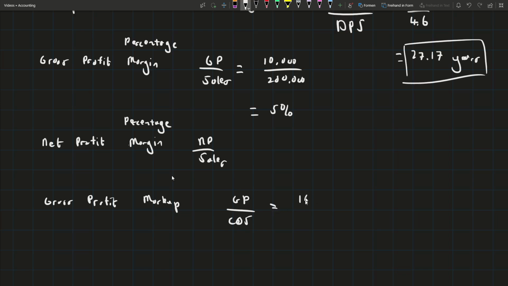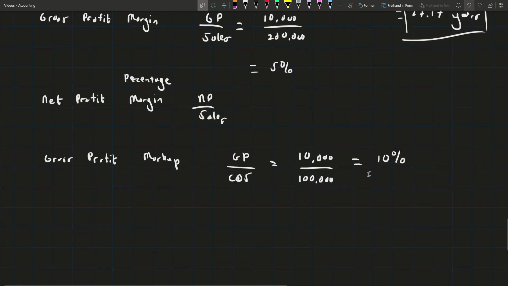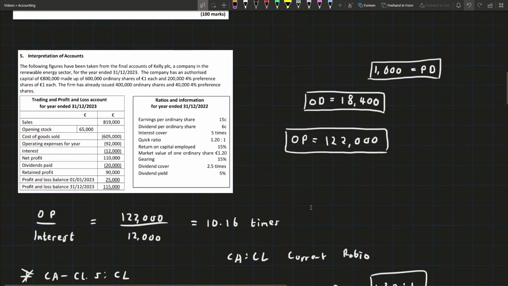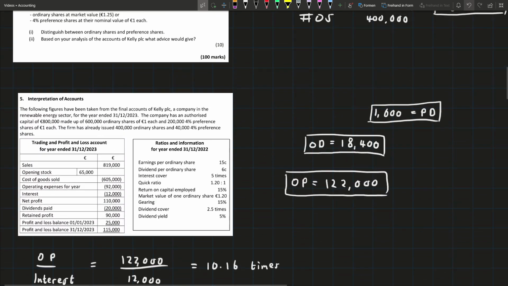So let's say we earned 10,000 and it cost us 100,000 to do the sales. That means it's 10%, which means that 10% of what we spent on products was made in profit, which is good. So we made a 10% profit off of what we spent on the sales. And same for net profit markup. They've barely asked these ones, so don't worry too much. That's literally everything they could ask you, and I think I explained the logic behind them pretty well, so you don't have to memorize them.